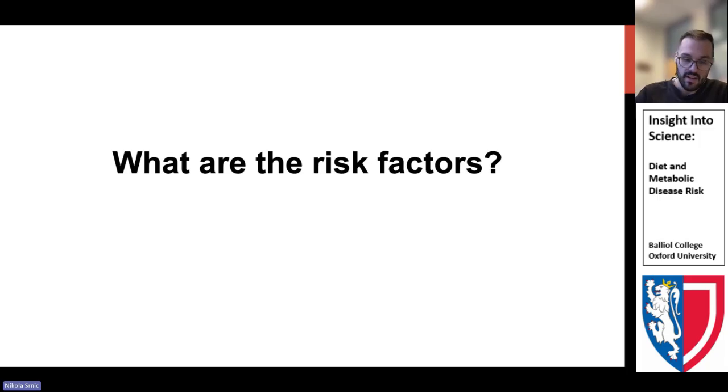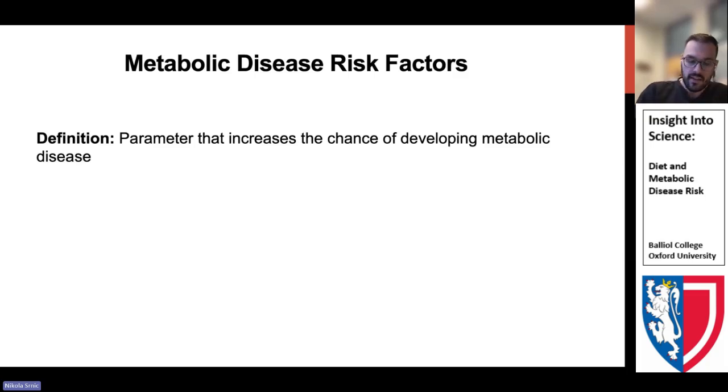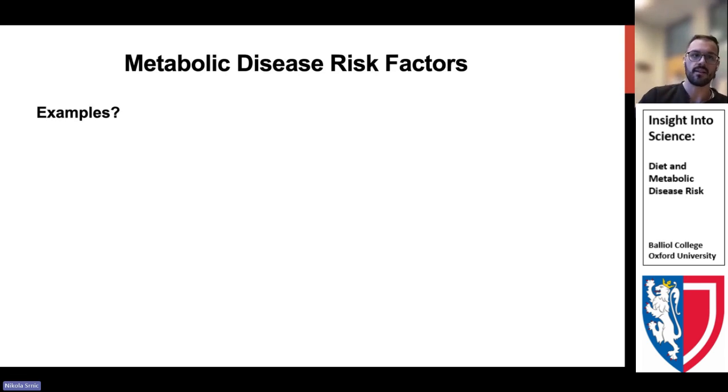So we're having a couple definitions start to come up. Exactly. So I think we've got a few of the definitions coming up. So it is a parameter that increases your chance of developing a certain disease. So it can be something you control, like in your lifestyle, but it can also be things that you have no control. So looking at metabolic diseases then, my next question is, what are some risk factors?